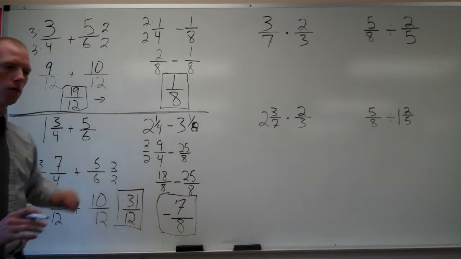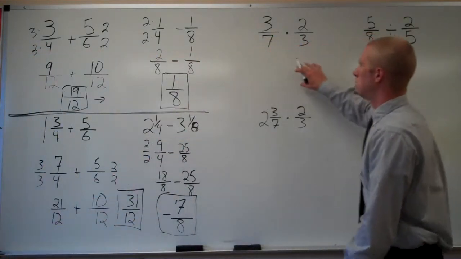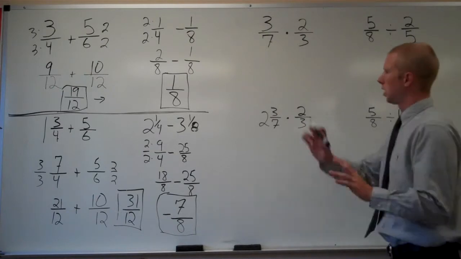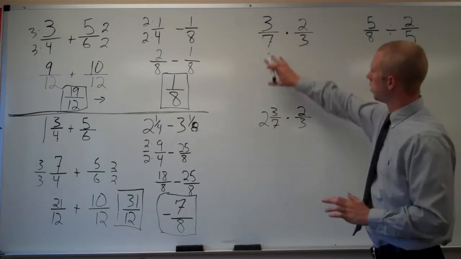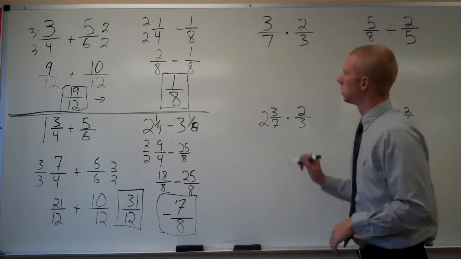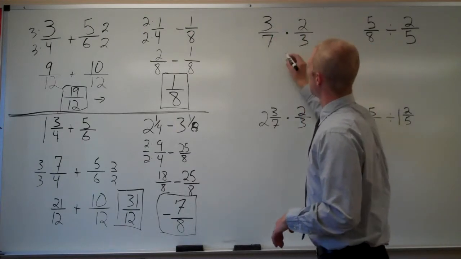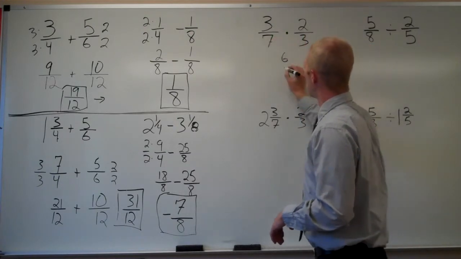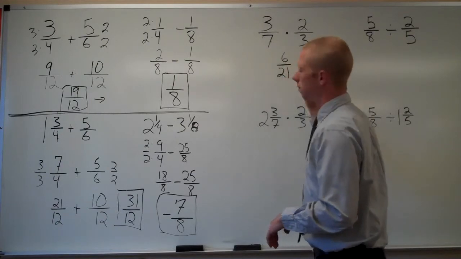Okay, so that's a brief overview of addition and subtraction. Multiplication and division. Multiplication is probably going to be your easiest one, especially when you see something like this. Because all you're going to do is 3 times 2 is 6, 7 times 3 is 21.